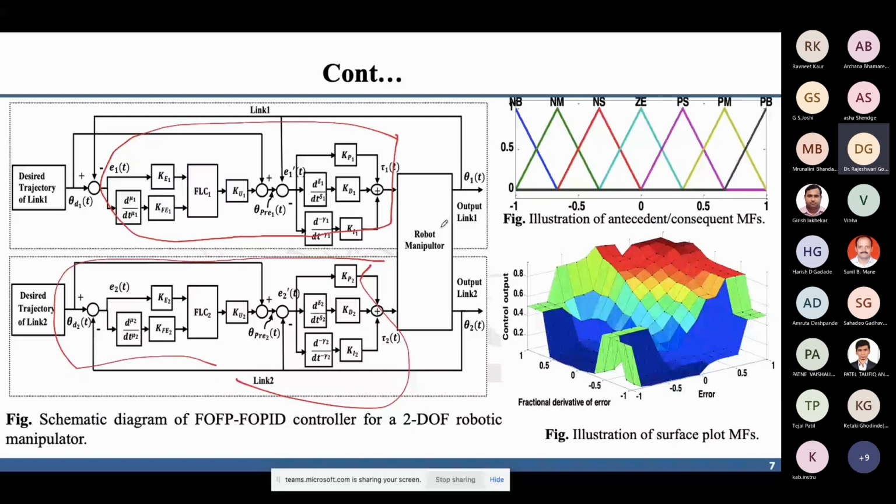And this is the membership function. Here we have considered a triangular membership function, and this is the rule-based surface plot. It is drawn between the error, the derivative of error, and the output, that is, the control output.